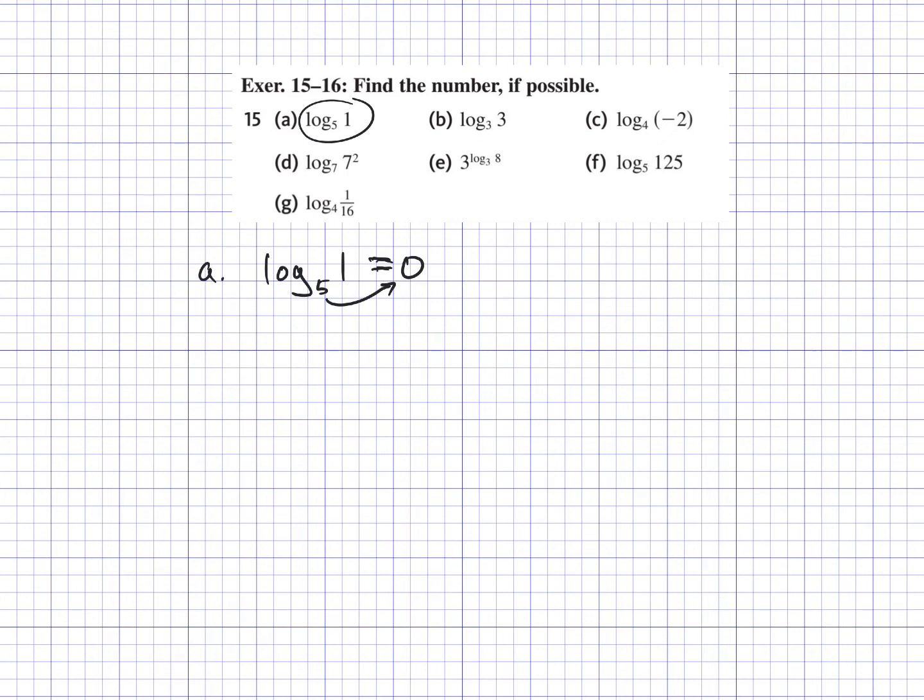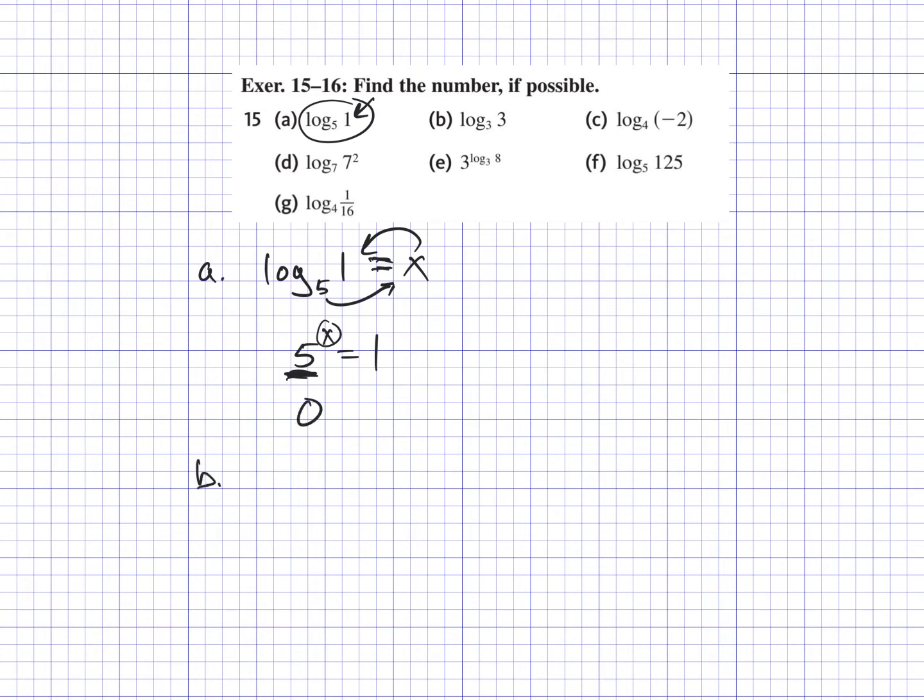Let's say we didn't know that. Okay, let's say it's x. I don't know what it's equal to. So 5 to the x is equal to 1. We changed it to exponential. Well, what does x have to be for any base to be equal to 1? So x has to be 0. So the log of any base of 1 is always going to be 0. That's going to be your answer.